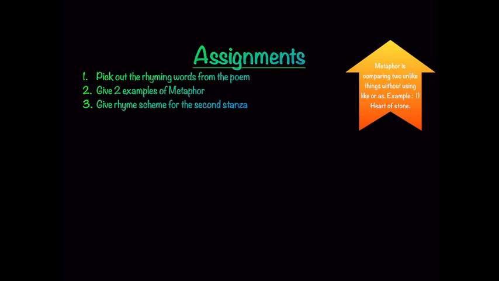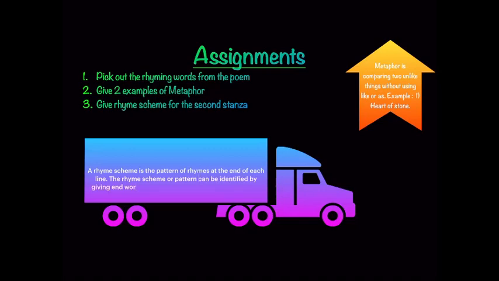Now, what is a rhyme scheme? Students, let's revise what is a rhyme scheme. A rhyme scheme is the pattern of rhymes at the end of each line of a poem. The rhyme scheme or pattern can be identified by giving words that rhyme with each other the same letter. In the first stanza of the poem, the first pair of rhyming words are child and mild, which are in the first and the third line.